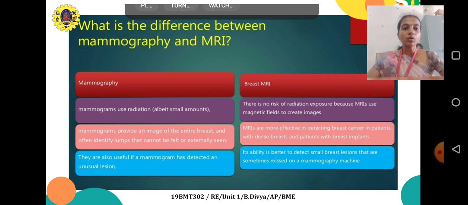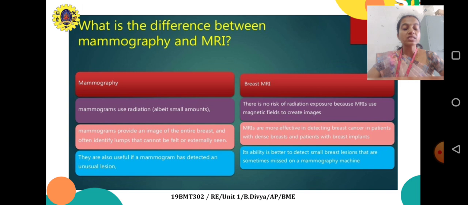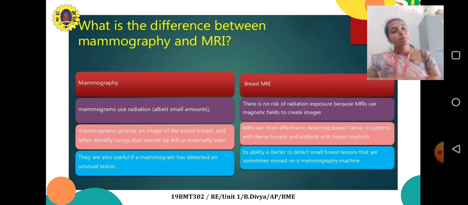Mammograms provide images of the entire breast and often identify lumps that cannot be felt or externally seen. Mammogram generally identifies lumps in the breast that cannot be felt or seen. If the patient cannot identify the lump by the naked eye, by using a mammogram the lump can be identified easily.